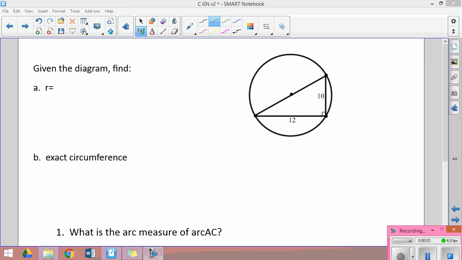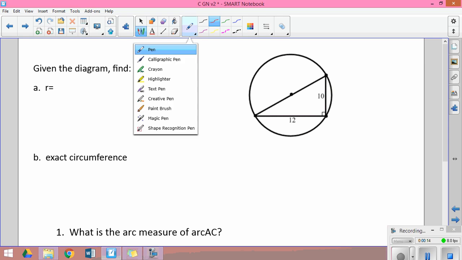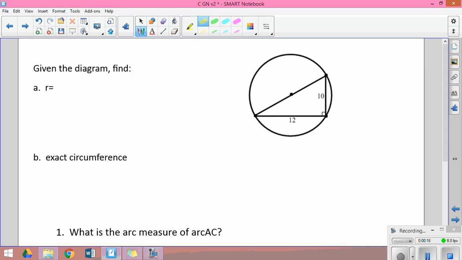Now let's look at some examples that apply all of the ideas from the first video. So this first example, given this diagram, find the radius and the exact circumference. So if we think about this picture, what do we know? Well, there is a beautiful right triangle where the hypotenuse of that right triangle is the diameter.